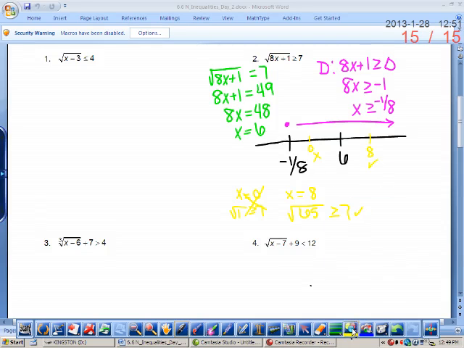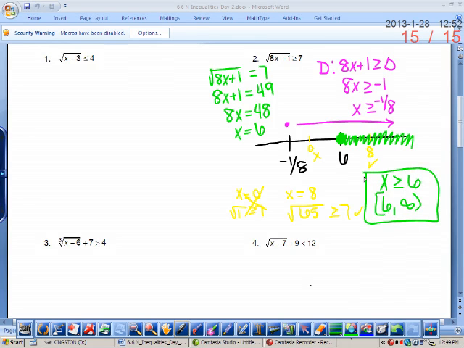Okay, what happens at 6? Is that an open point or closed? Closed because of this equal to right here. And I'm going to shade to the right. So as an inequality, I would have x is greater than or equal to 6. As an interval, I would have 6 with a bracket to infinity. Any questions on that one?